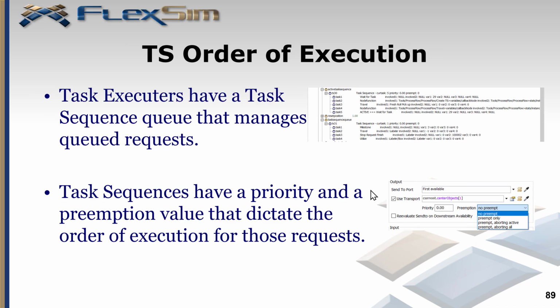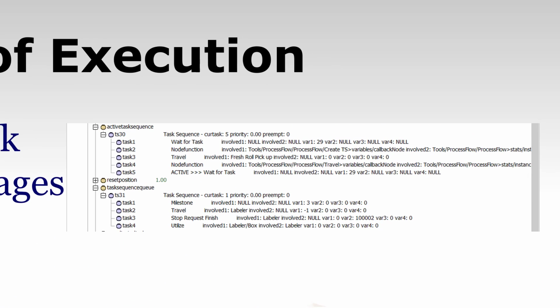Both dispatcher objects and task executor objects have a task sequence queue in their data structure that determines the order in which queued requests will be handled. Every task sequence is assigned a priority value that is used to sort the task sequence in the task sequence queue. A higher value for the priority attribute indicates a higher priority and will place the task sequence at the top of the queue.